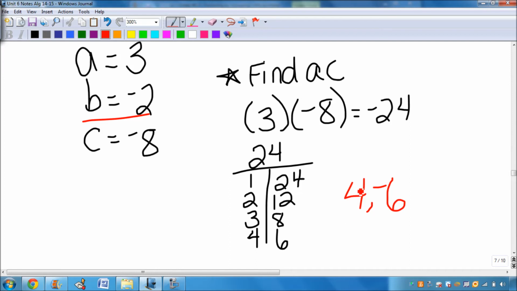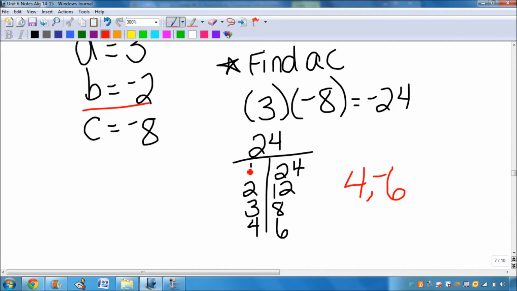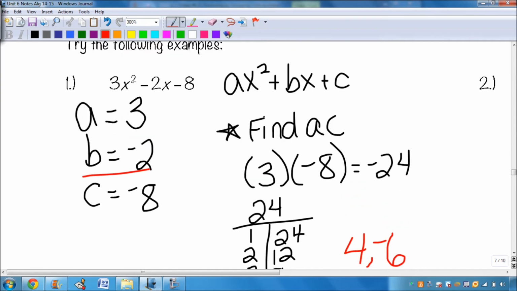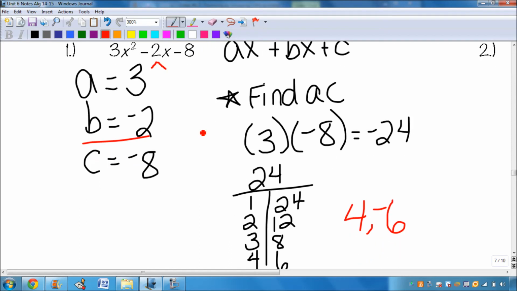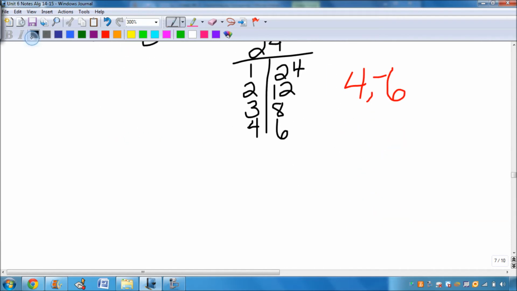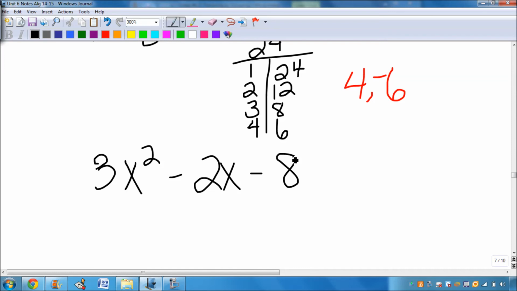So then if I multiply 4 times negative 6, it does give me the negative 24 I want. And if I add them together, it does give me the negative 2 that I want. So remember, what we're going to do next is rewrite this problem and split this negative 2x up into two factors that will add up to negative 2. So here we go. 3x squared minus 2x minus 8 is the original problem, okay?